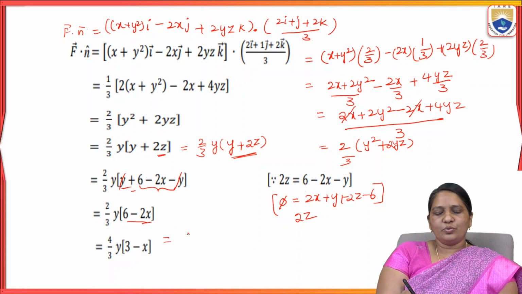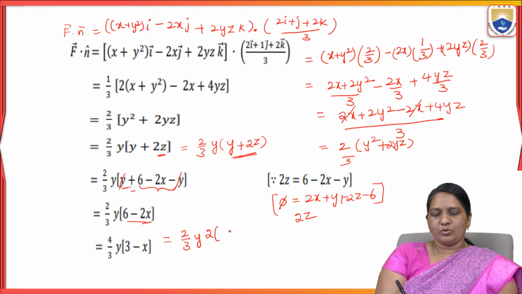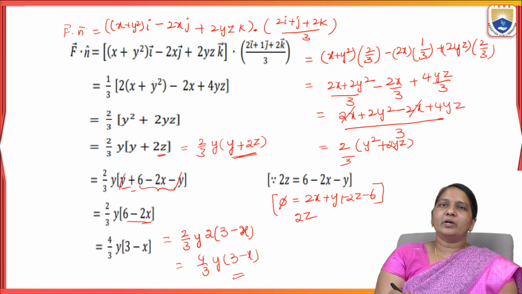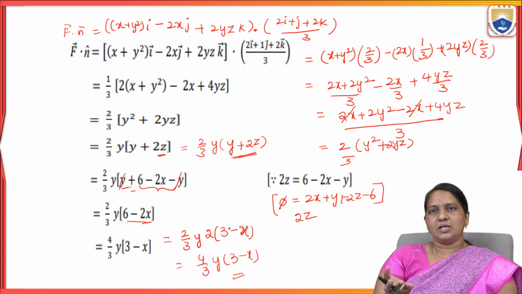Here also 2 is common, so we can take 2 by 3 y into 2 common: 2 threes are 6, so 3 minus x. This is the final value, 4 by 3 y into 3 minus x. This is the value of f bar dot n bar. Now I have the f bar dot n bar value. If we know the ds and the limits, we can finalize the answer.